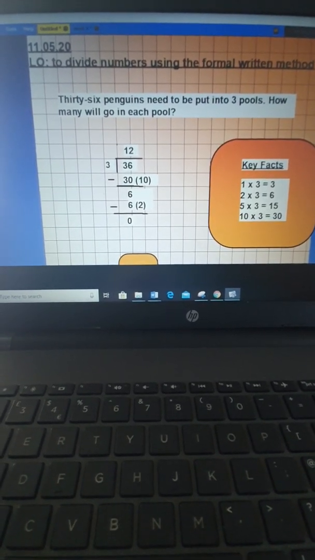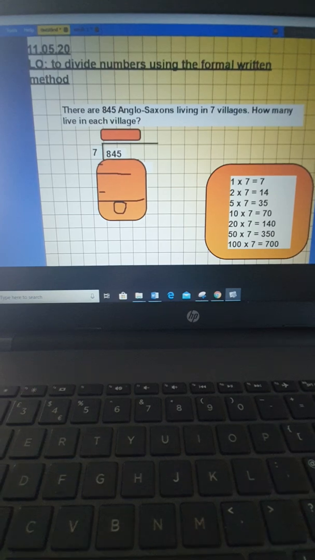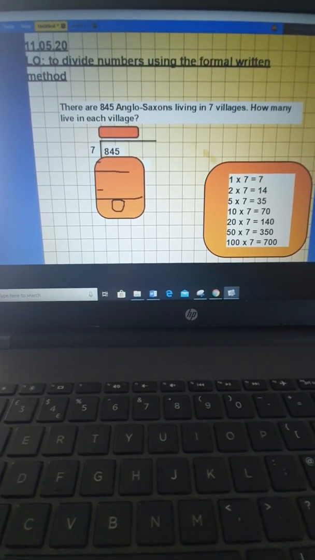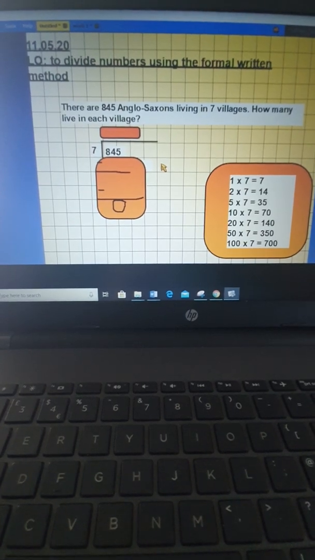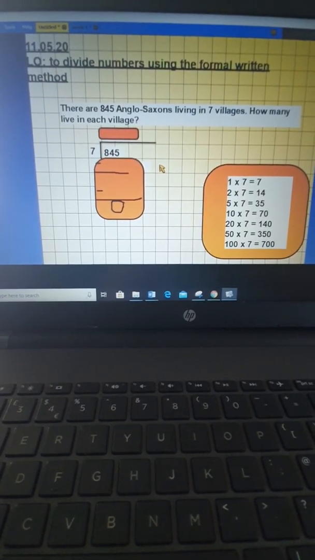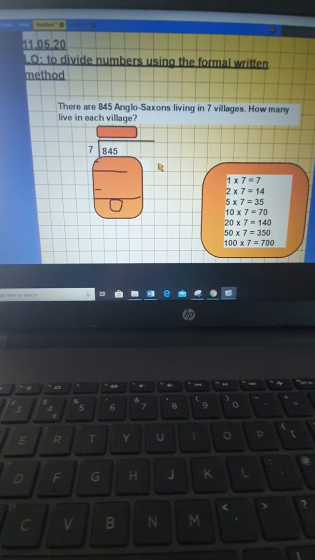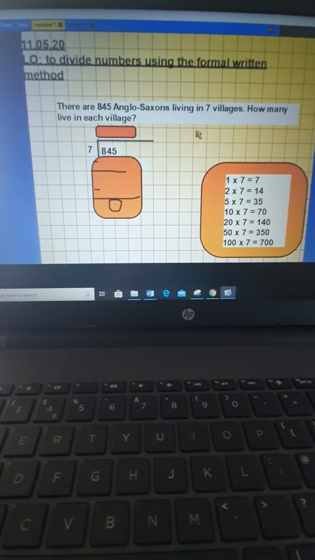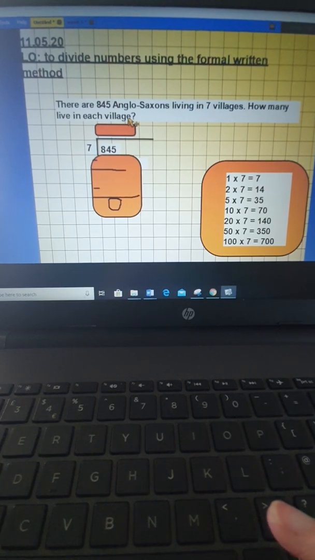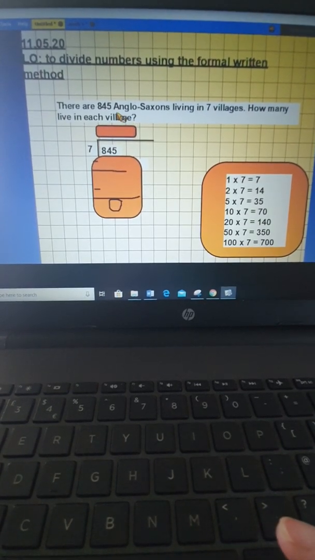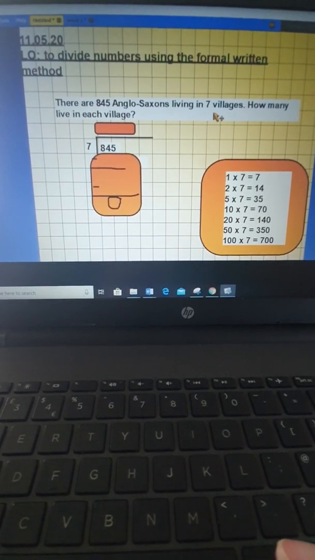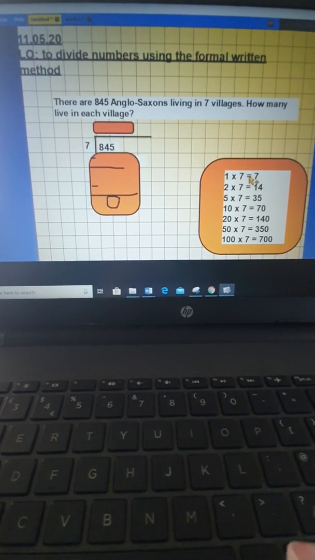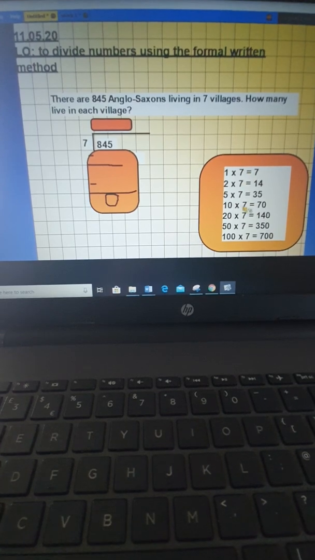Right, let's look at another example. So we're going to do the same method again, the bus stop method. Okay, let's read our word problem. There are 845 Anglo-Saxons living in 7 villages. How many live in each village? Okay, so between the 7 villages, there are 845. So we need to divide 845 by 7. So because we're dividing by 7, we do our key facts for our 7 times table.